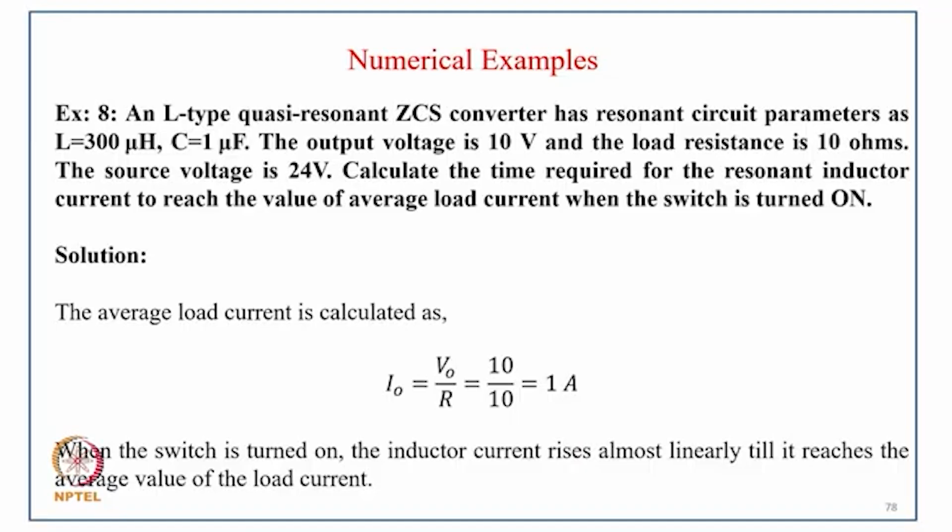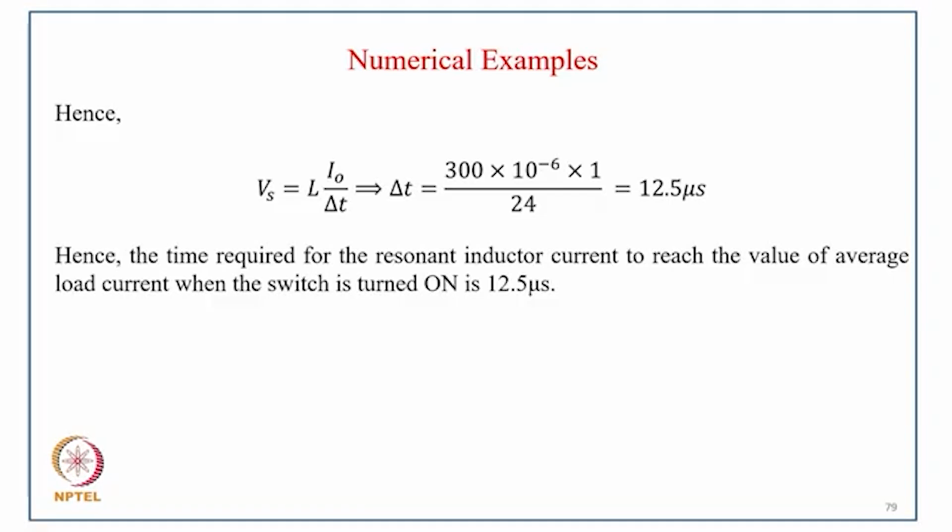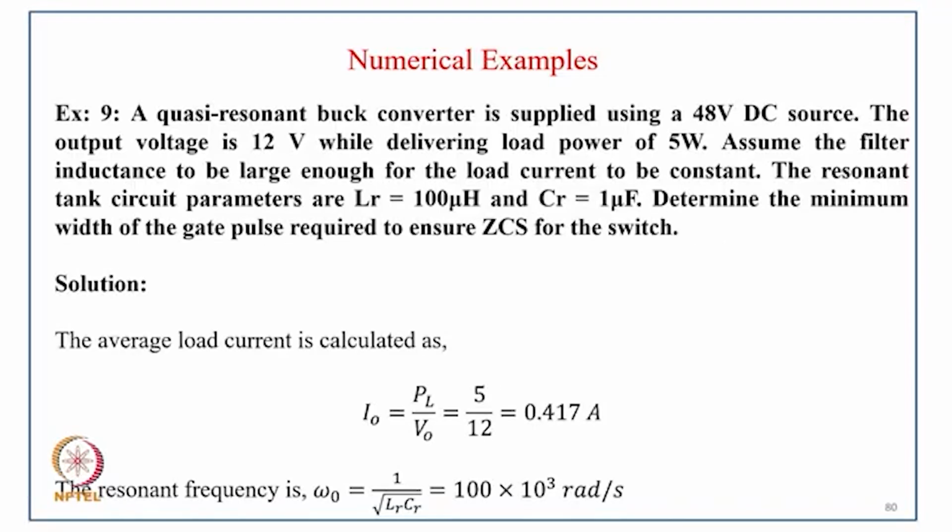So the solution is: the average load current is calculated as I0 equal to V0 upon R, that comes 1 ampere, and when the switch is turned on, the inductor current rises almost linearly till it reaches the average value of the load current. So hence Vs equal to L times I0 upon delta T. So delta T comes, putting value, 12.5 microsecond, and hence the time required for the resonant inductor current to reach the value of average load current when the switch is turned on is 12.5 microsecond.